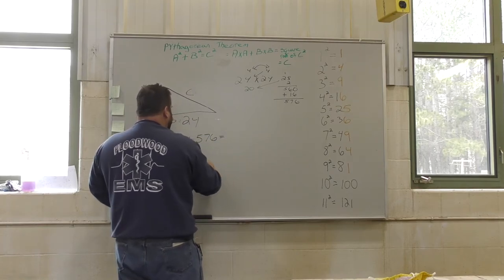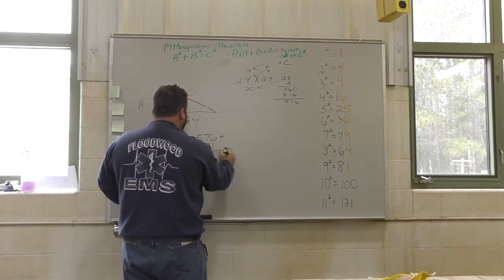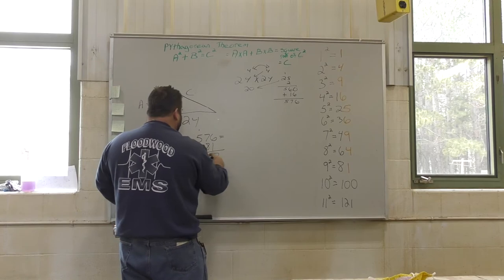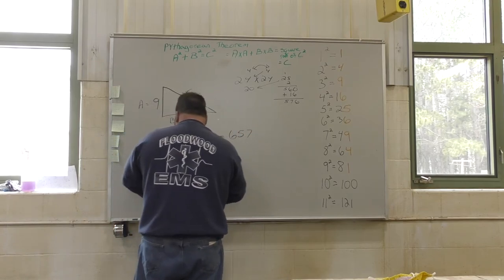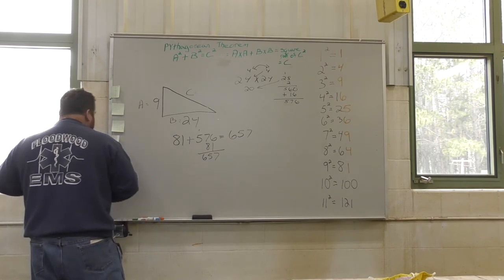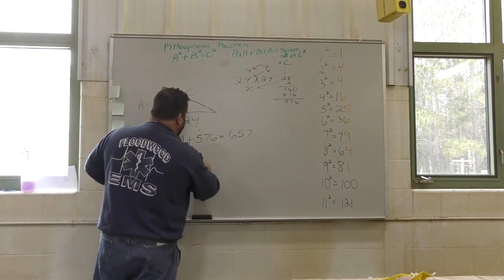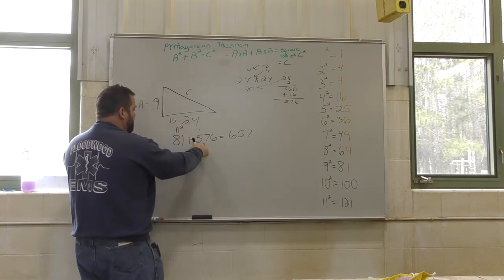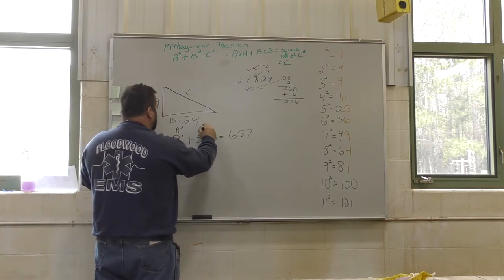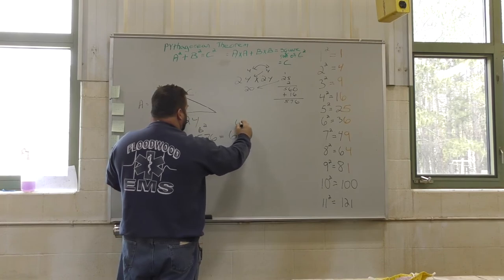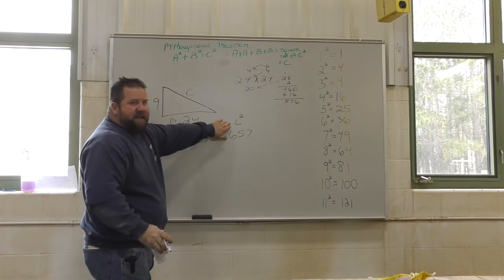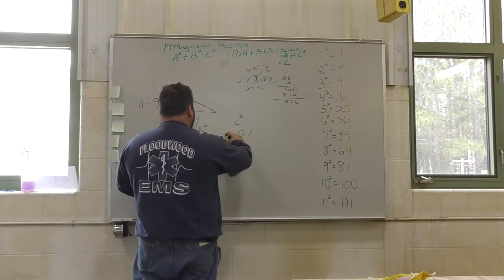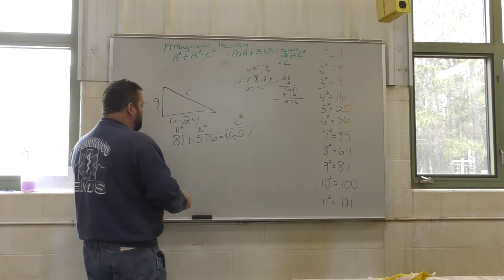And that's going to equal our c squared, so 81 plus 576, we have 657. So we've got 657. Again, 81 is a squared, 576 is b squared, 657, the answer is c squared. We don't need c squared, we need to find c. So that means we have to find the square root of 657.